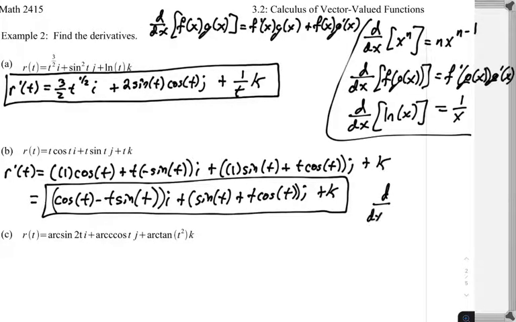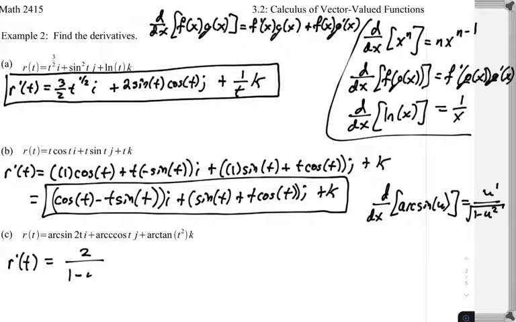So the derivative of the arc sine of u, where u is a differentiable function of x, is going to be u prime by the chain rule, over the square root of 1 minus u squared. So for the derivative of the arc sine of 2t, your u would be 2t, so u prime would be 2, divided by the square root of 1 minus 2t squared, which would be 4t squared.